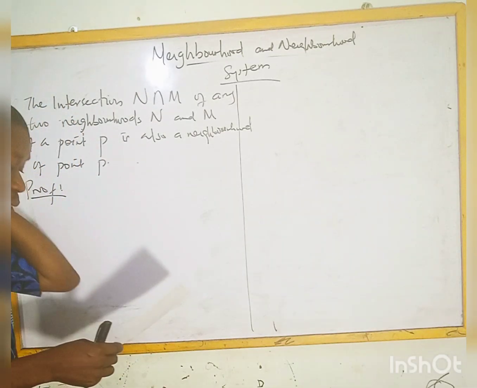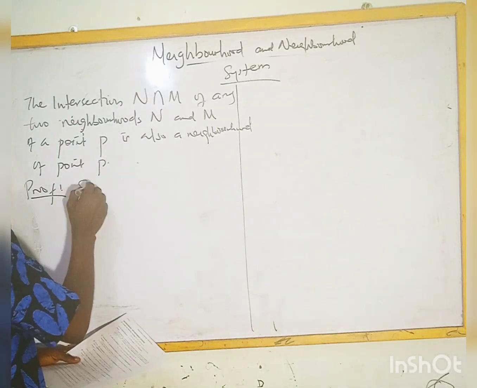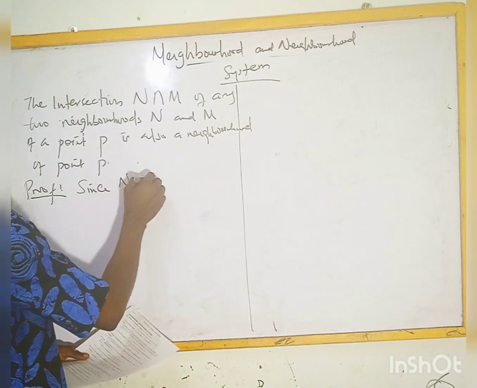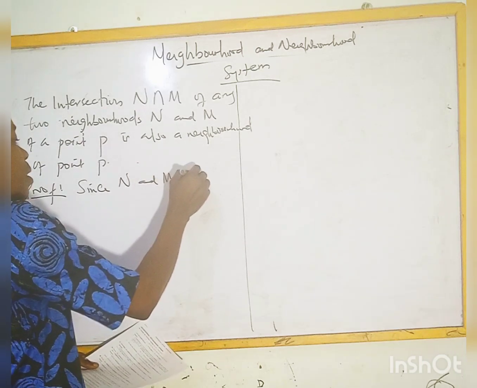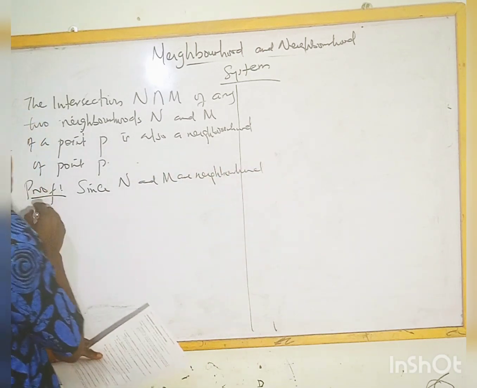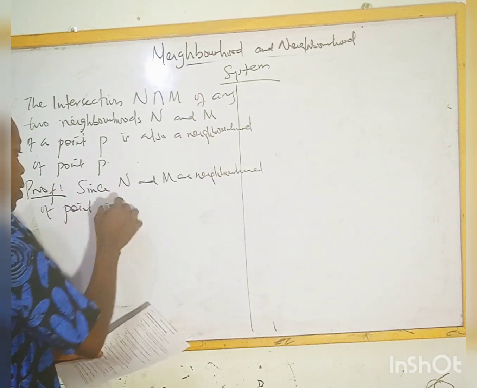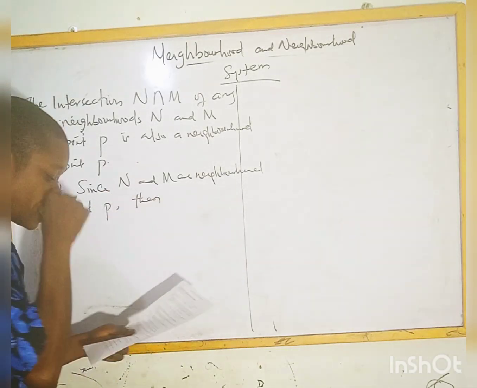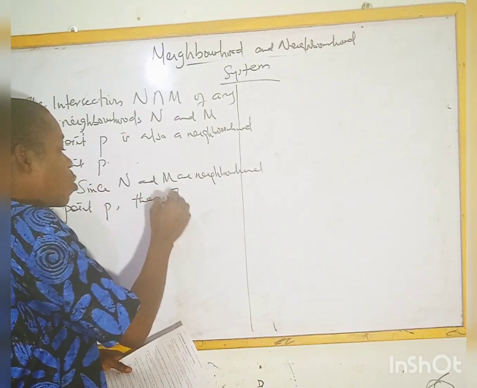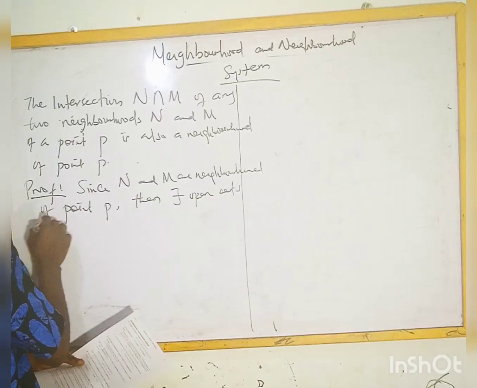Now, since it is given that N and M are neighborhoods of point P, then there exist open sets, let's say G and H.